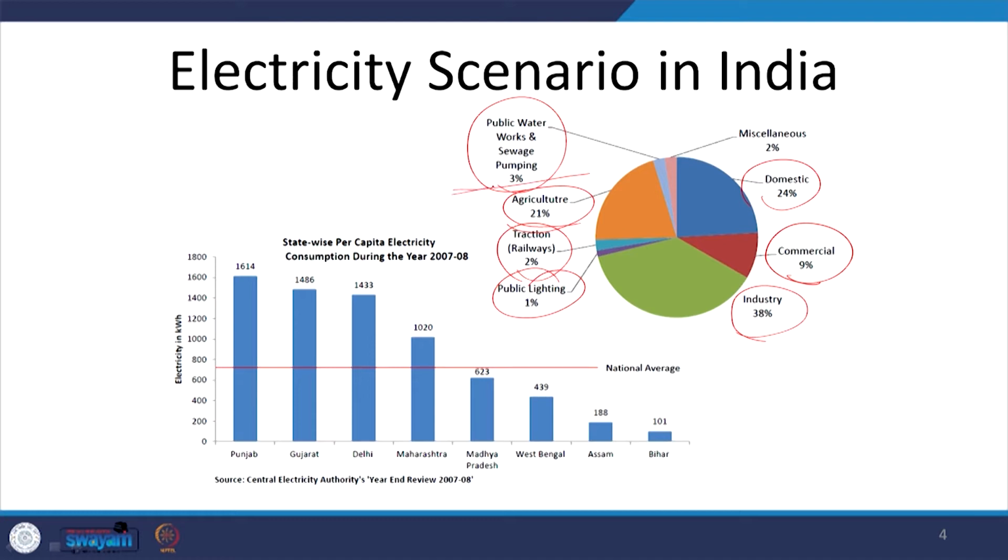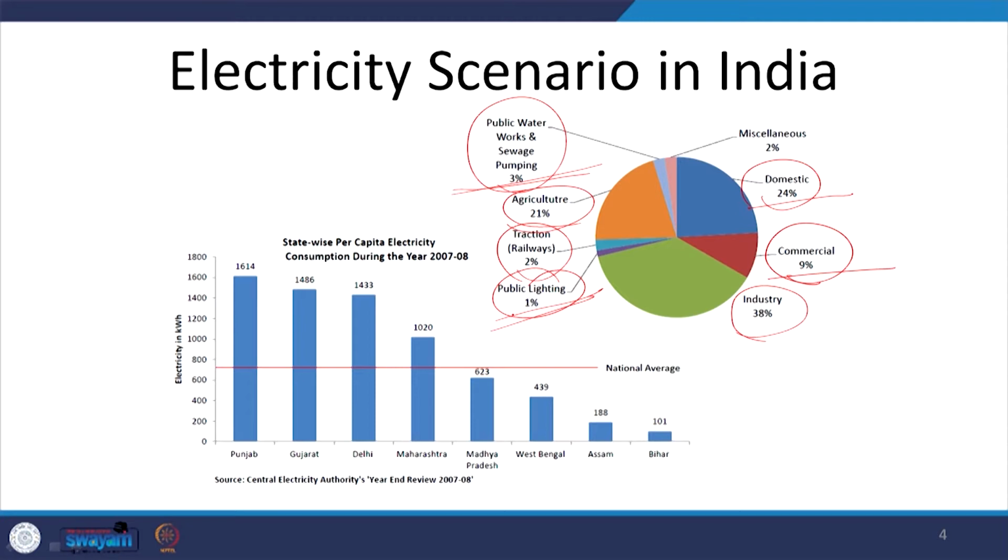But if you look at infrastructure, public works, public waterworks and sewage pumping, public lighting, domestic and commercial, all of it together comes out to be around 35%. That is, one third of the total electricity consumed in our country goes towards functions which are directly related to buildings and the built environment. So either buildings or our roads or the infrastructure required to support the buildings. So one third of this total energy is being consumed in buildings and the built environment, which is a huge number.